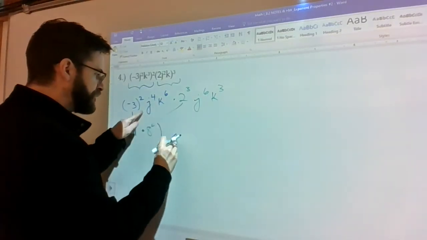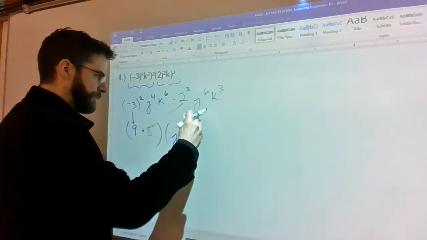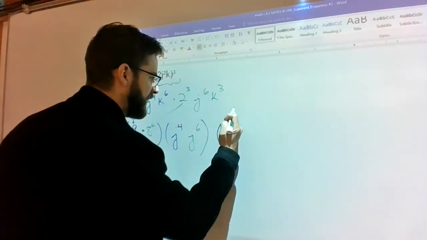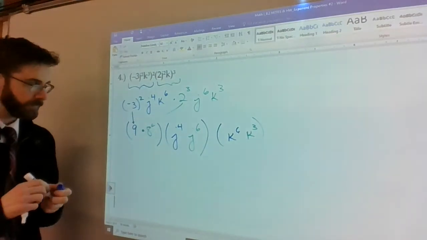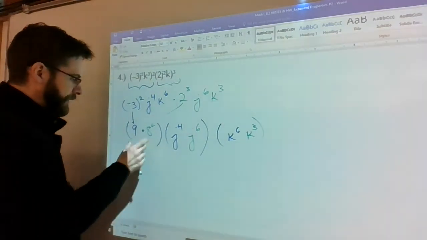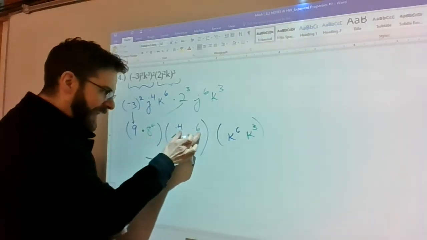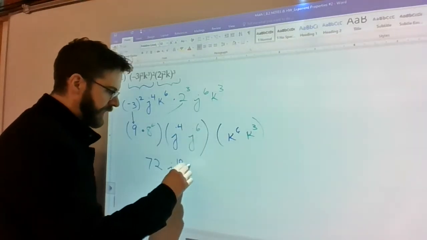Then I'm going to group the j to the 4 and the j to the 6 together. Okay, and then the k to the 6 times k to the 3. All right, then we got 72. Multiply the coefficients, add the exponents of the like bases. That's going to be j to the 10 and k to the 9.